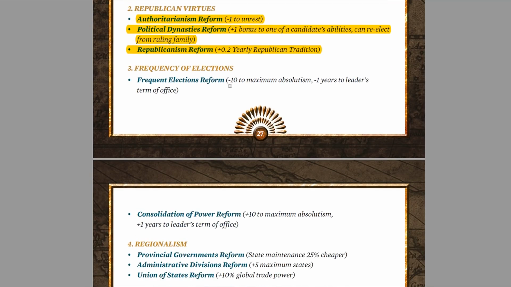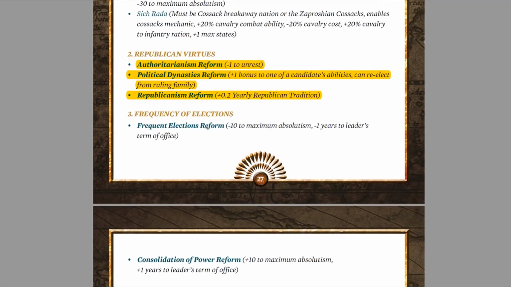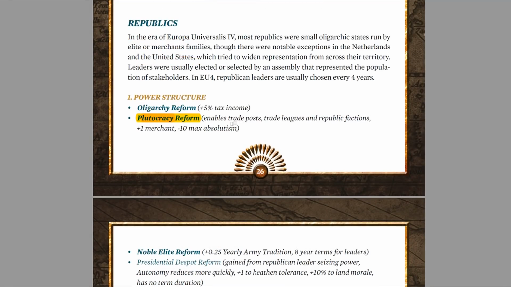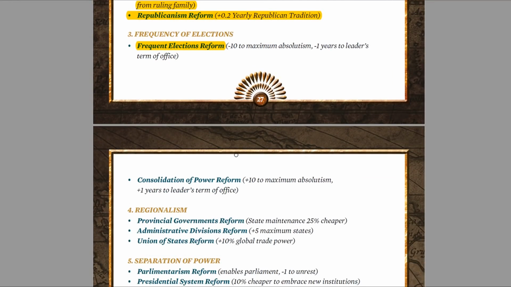Third reform, as republic, -10 to max absolutism, -1 year to leader's term of office. All right, that's -10 max absolutism, -1 year. If I'm playing tall as republic, right, this is the one that I would go for. This is crazy. It's -1 year, that's 3-year terms now. 3-year terms, -10 to max absolutism. So if say you're playing as Milan, right, Ambrosian Republic, so you start at -30 and then you get -40 and -50. You're already -50 here. That's a lot, but still, you're playing tall. You don't care about absolutism.